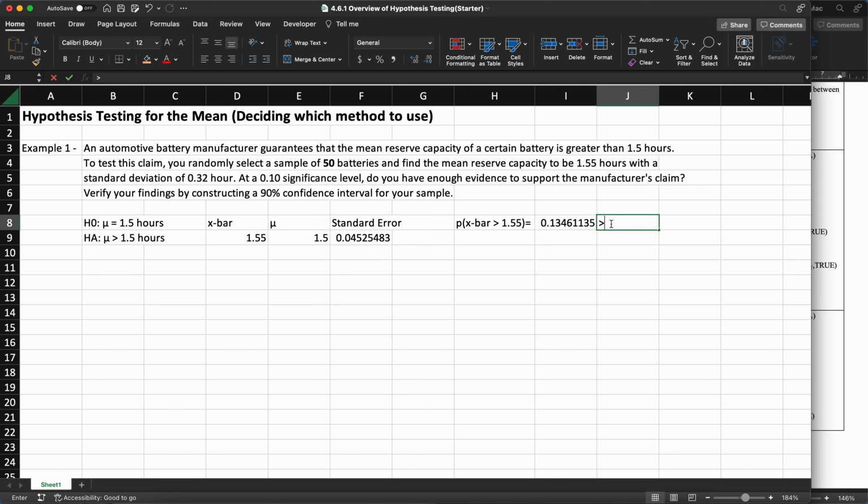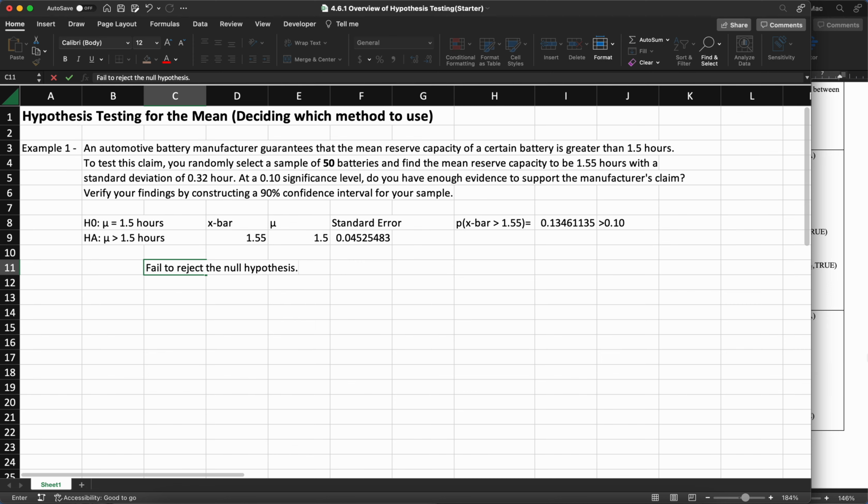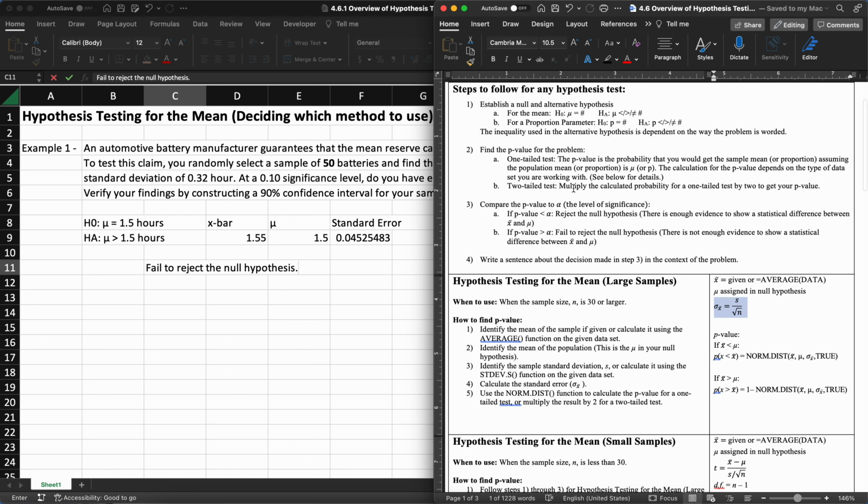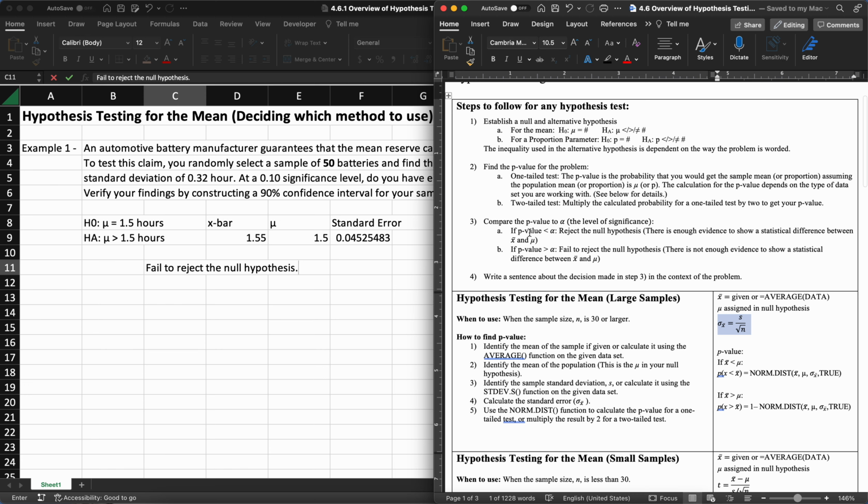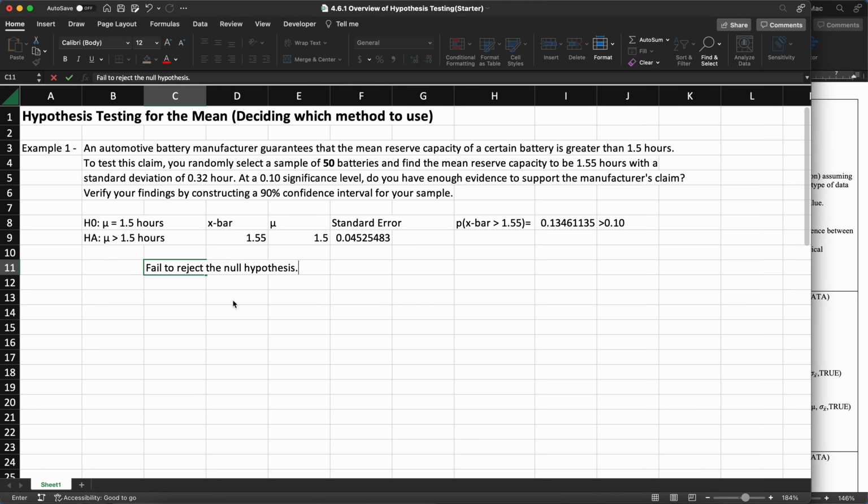Since this is larger than the 0.1 of our significance level, then I must fail to reject the null hypothesis. And that is spelled out right up here, because this is the same regardless of what type of test we're doing. If the p-value is greater than alpha, we're going to fail to reject the null hypothesis. I didn't put anything in here in the cheat sheet about type 1 or type 2 errors. It seems like everybody's been following that pretty easily. So I didn't put anything in there about that. So I failed to reject.